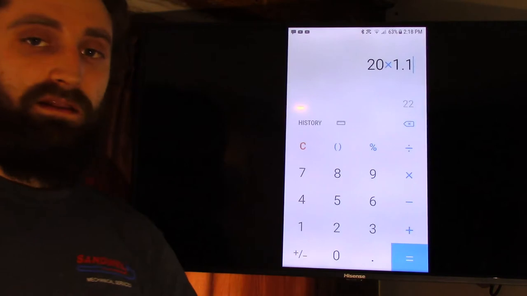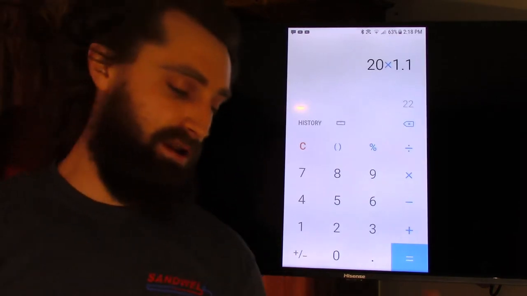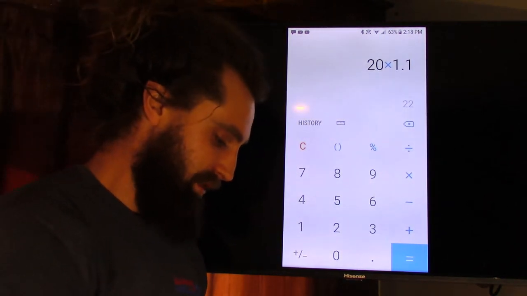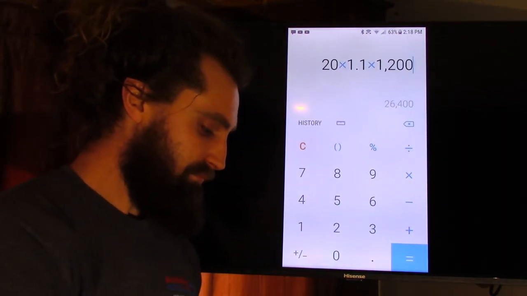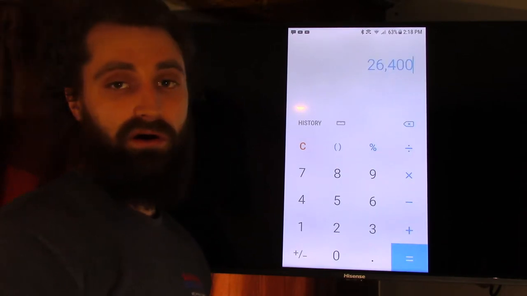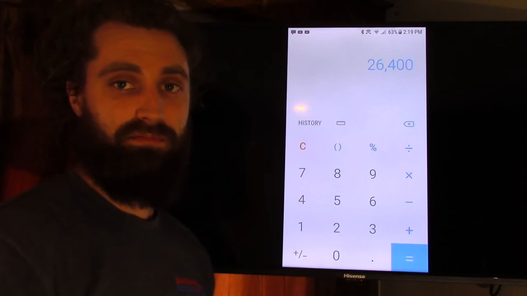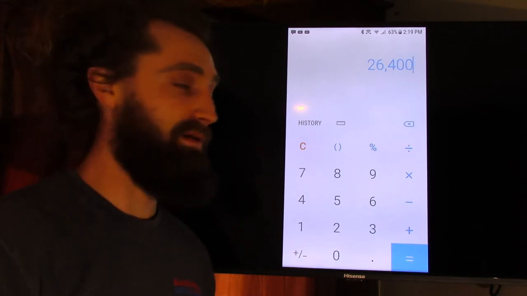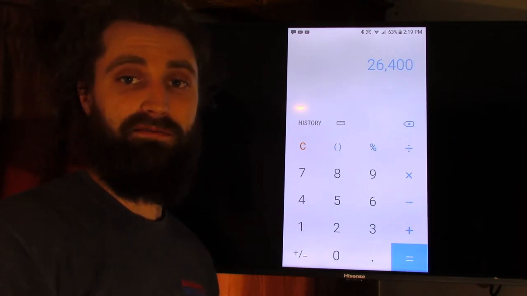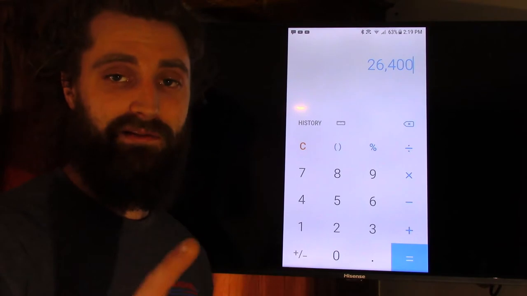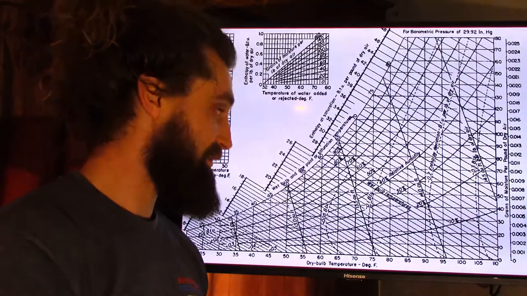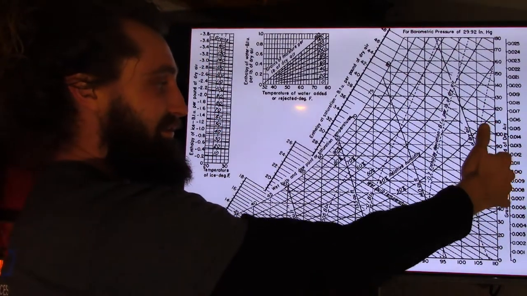So let's just say that we measured 1200 CFM, okay? That's a good round number to work with, and we got 26,400 BTU, okay, of cooling capacity. And we're like, wow, that's like 10 grand off of where we need to be. And that's because we got to look at the rest of our equation, which is all the moisture, all this stuff over here, okay?